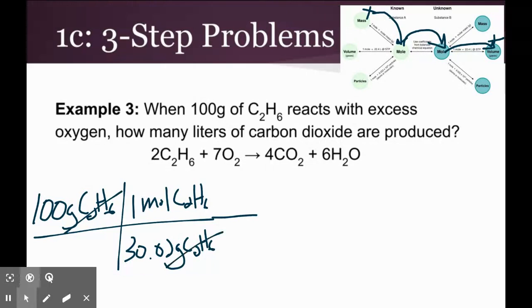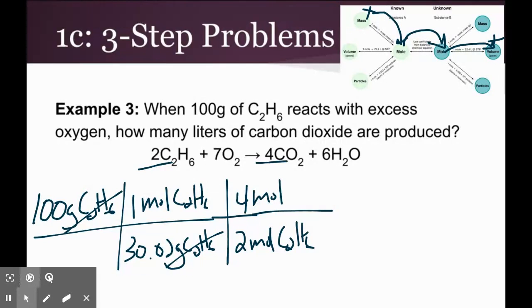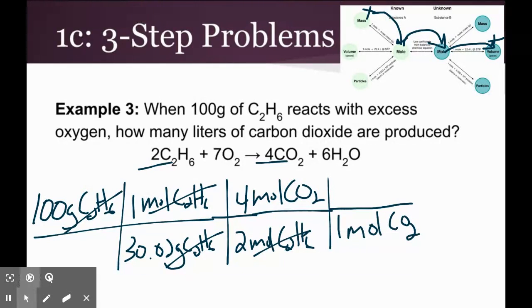And we want to use the molar mass to go from grams to moles of C2H6. So grams cancels out, and now we want to use the mole ratio to go from moles of C2H6 to moles of CO2. So it's 2 moles of C2H6 to 4 moles of CO2. So moles of C2H6 cancels out. Now we want to go from moles of CO2 to liters of CO2, and to do that, we use the conversion factor that 1 mole of CO2 gas is equal to 22.4 liters of CO2 gas.